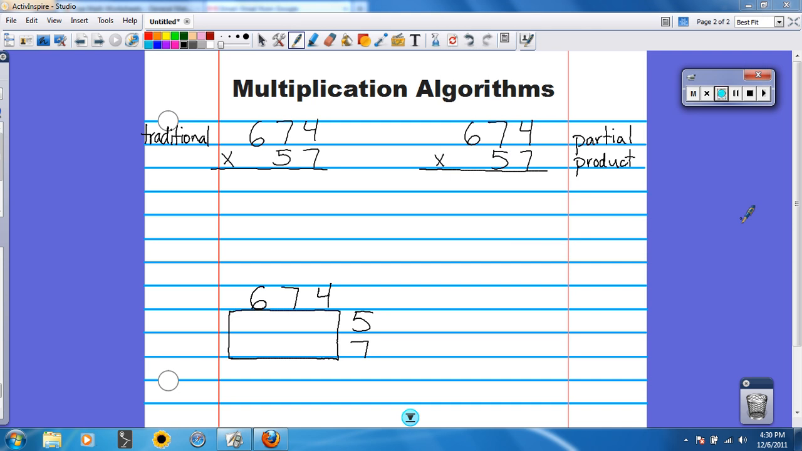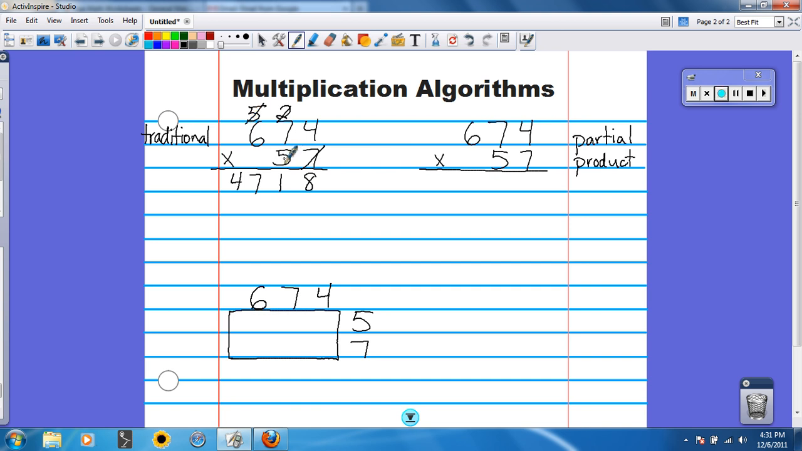So we're going to go through the three strategies we've been using for multiplication, and the first one is the traditional one. For the traditional one, you start with the top numbers multiplied by the ones place of the bottom number. So 4 times 7 is 28, 7 times 7 is 49, plus 2 is 51. 6 times 7 is 42, plus 5 is 47. I'm done with the ones place, and I'm done with those two numbers.